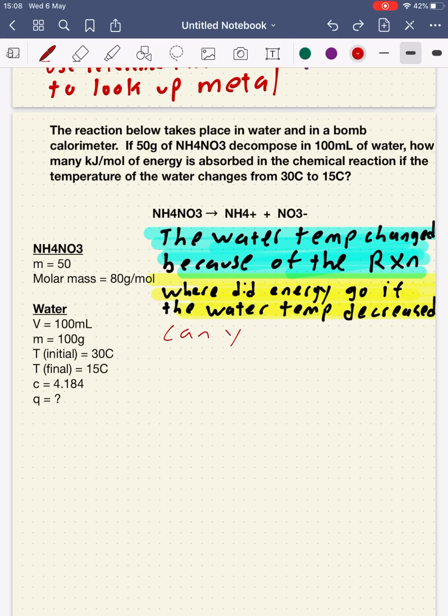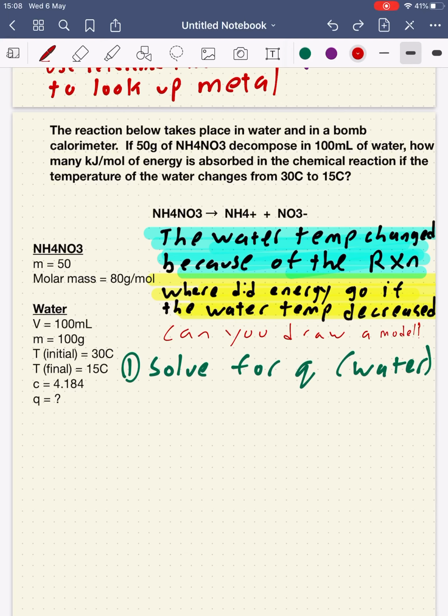Maybe just for fun, can you draw a model? You never know when I'm going to ask you to do that on a test, right? So can you draw a model? I might ask you to. I might not, but I love to do that. Okay, so what are we going to do? Let's solve for Q of water. Okay, that's where we want to start.